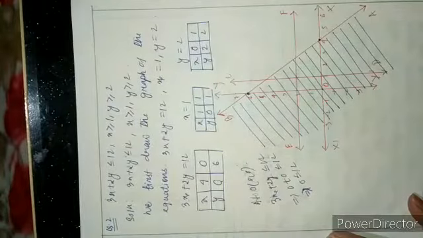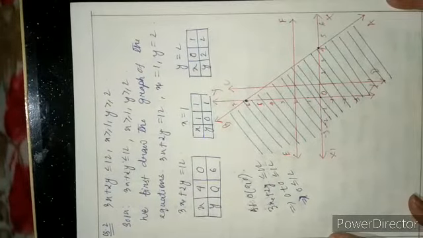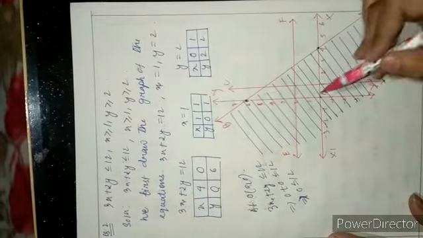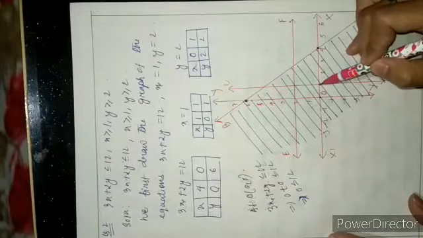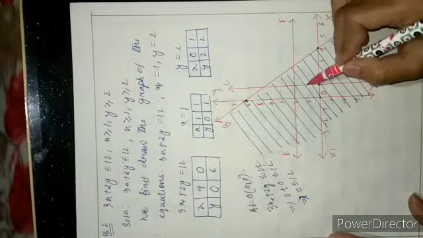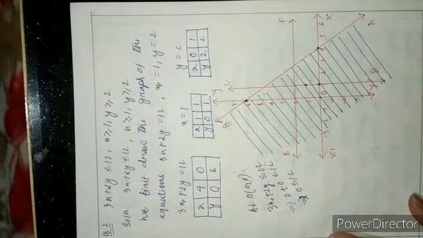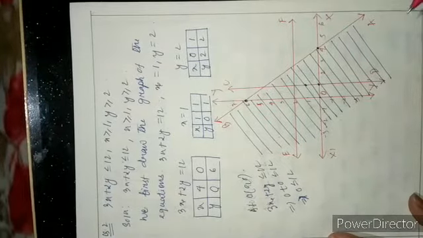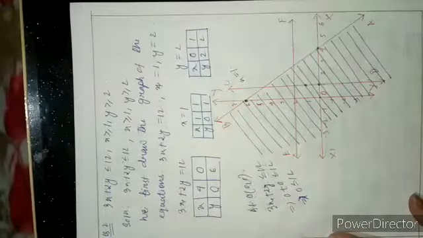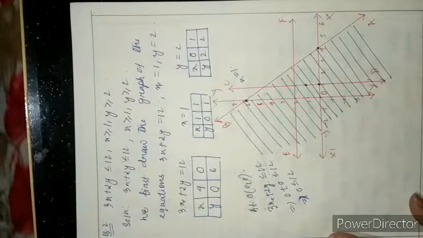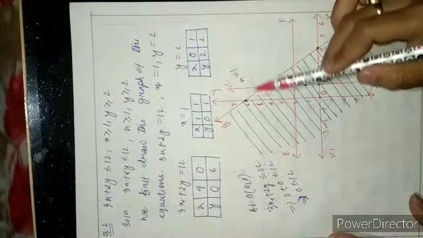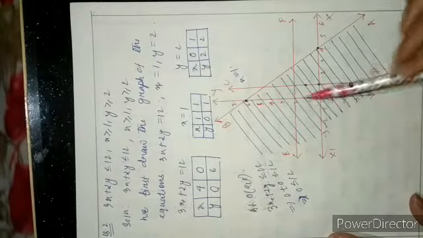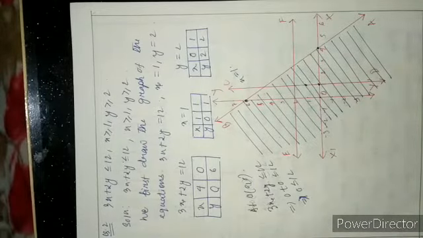Next, draw the graph of x is equal to 1. When x is equal to 1, y is equal to 0. When x is equal to 1, y is equal to 1. By joining these two coordinates, we get a straight line CD, which is parallel to the y-axis. And this is the graph of x is equal to 1. Then this line divides the Cartesian plane into two parts: the plane on the right side and the plane on the left side of the line CD.